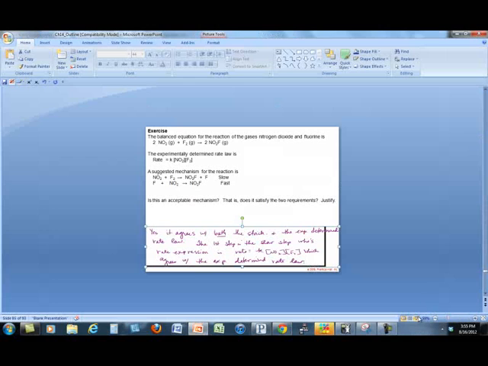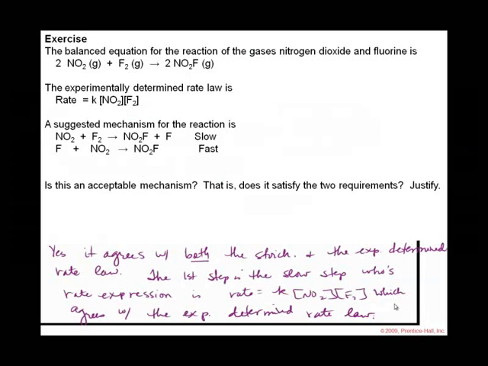So if I have to give an answer, I pasted this in because I write so slow. If you were answering this on the AP exam, you could say something like this. Yes, it agrees with both the stoichiometry and the experimentally determined rate law. And you want to go on to say that the first step is the slow step, whose rate expression is this, which matches the experimentally determined rate law. That's the nature of the explanation you want to give. No more, no less.